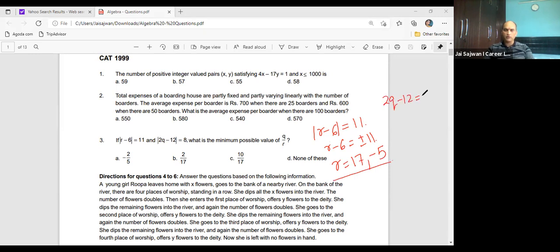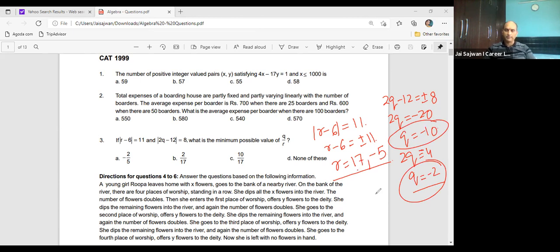Similarly, 2q minus 12 is equal to plus minus 8. 2q is equal to minus 20, Q is equal to minus 10. And 2q is equal to 4 coming here. Fine. 12 minus 12 and plus is -4, which will be coming here. Q is coming out to be -2. So one is -2 and second is -10, one is 17 and second is -5.